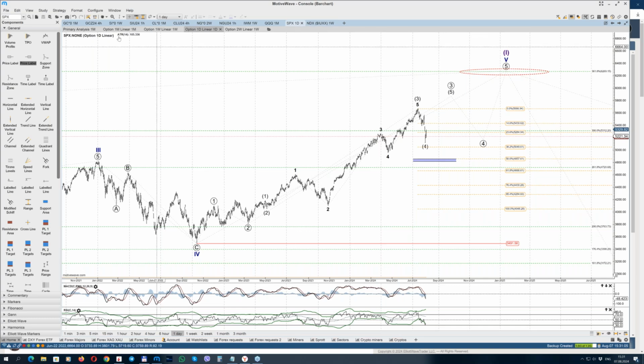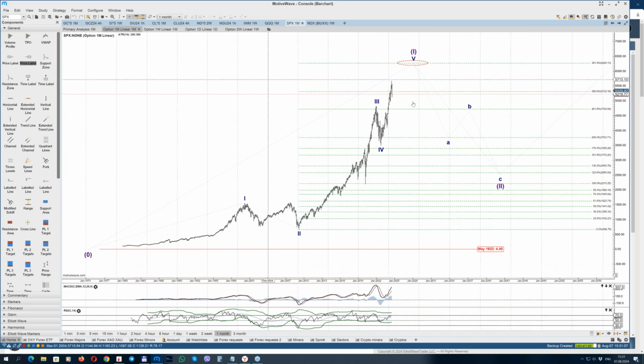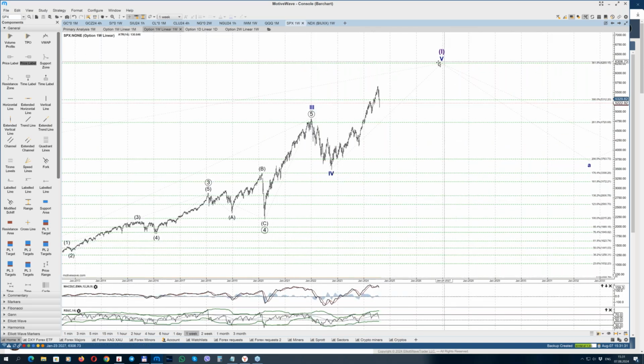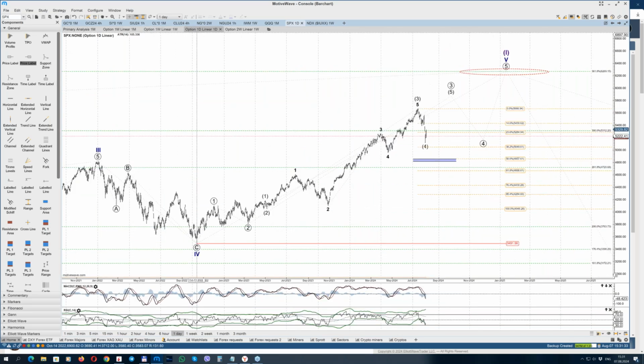SPX. First, let me remind you of the count I adopted a while ago. The fifth wave to 6269 is my primary count. Right now, these strong technicals prompt me to anticipate this target to be reached eventually, and the pullback we're seeing right now seems to be just an interim correction. The weekly chart with the same targets, and finally the daily chart.